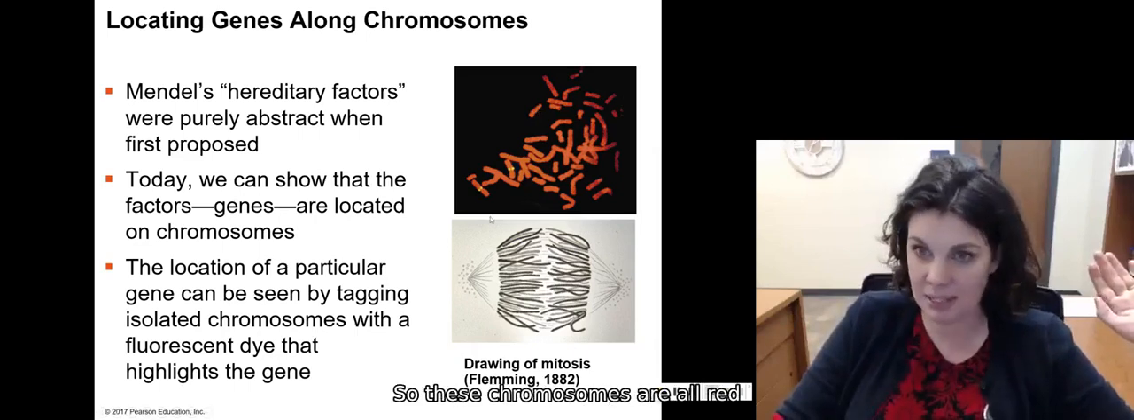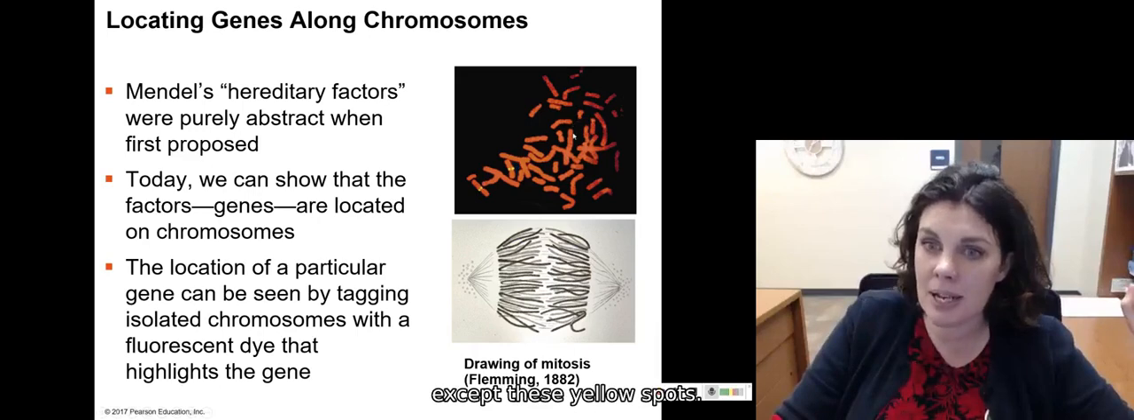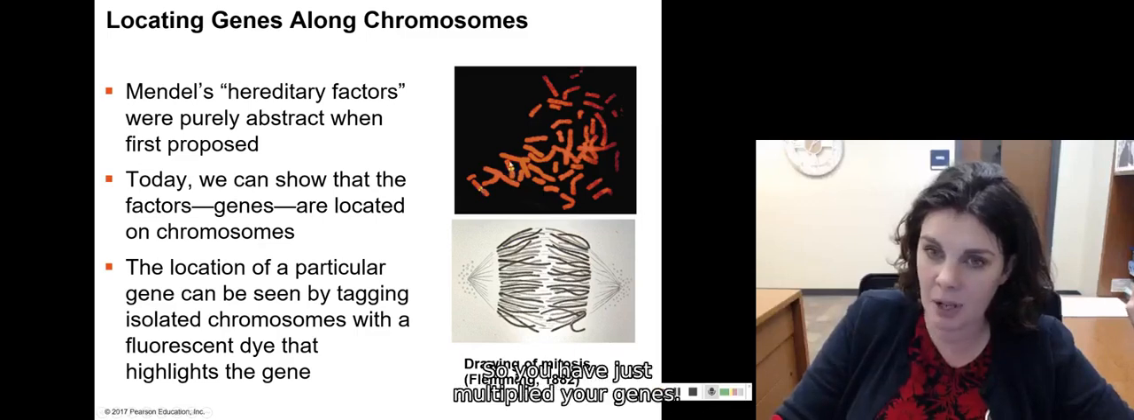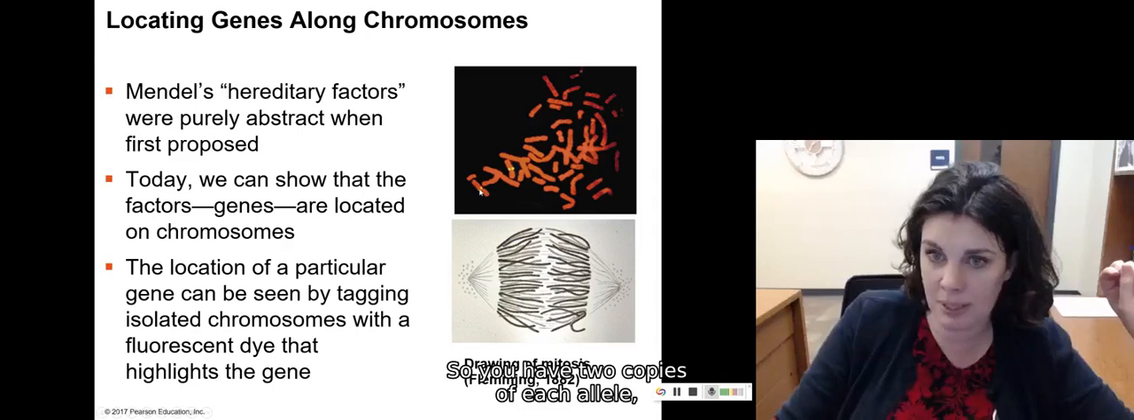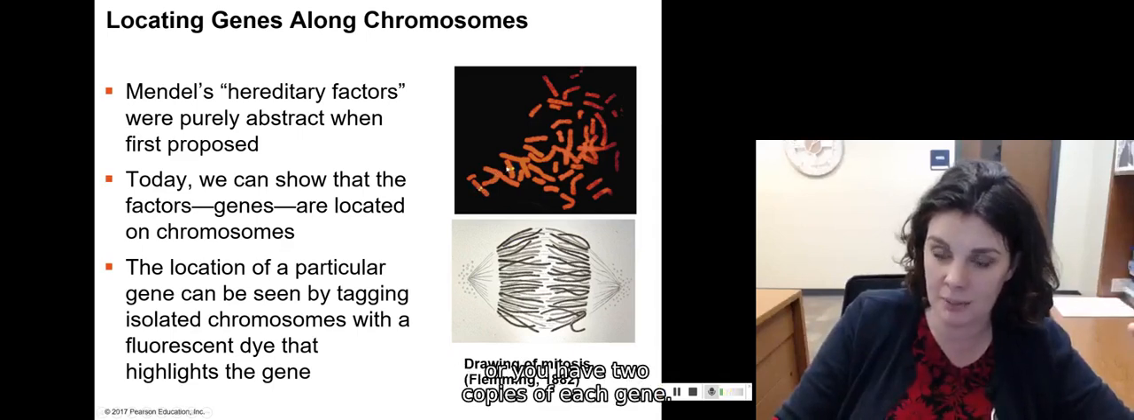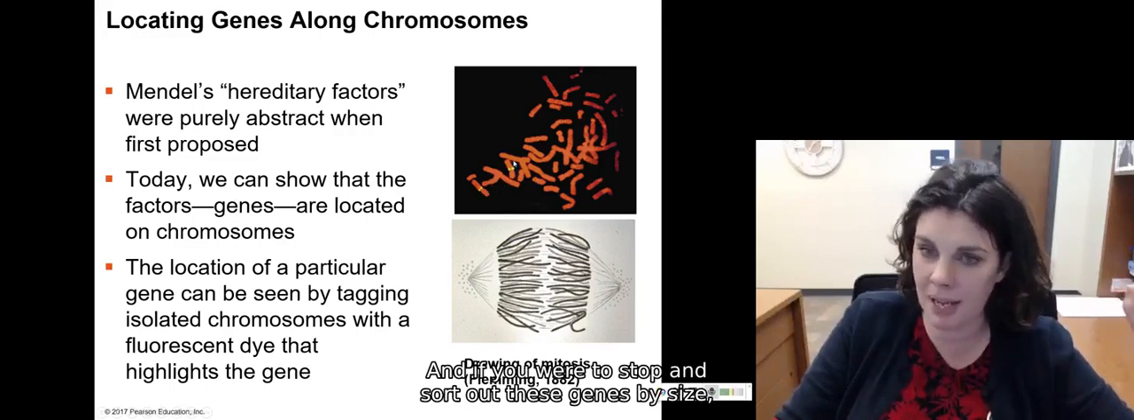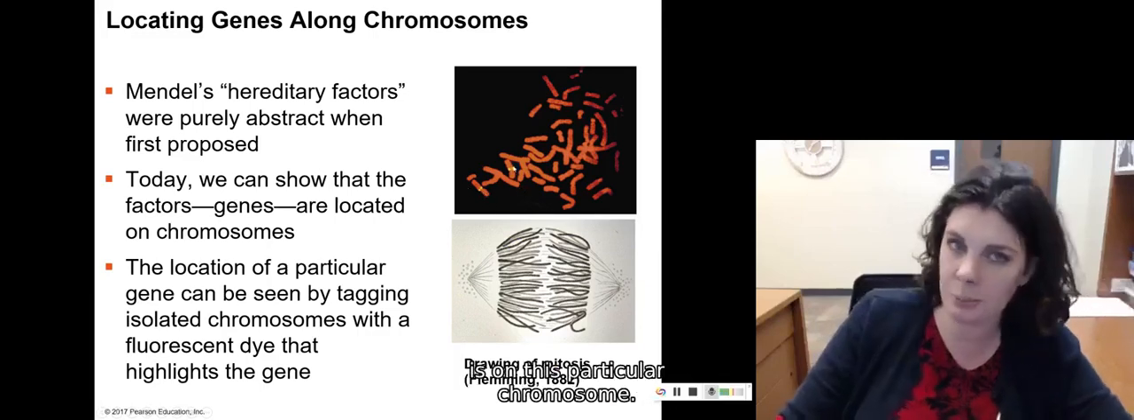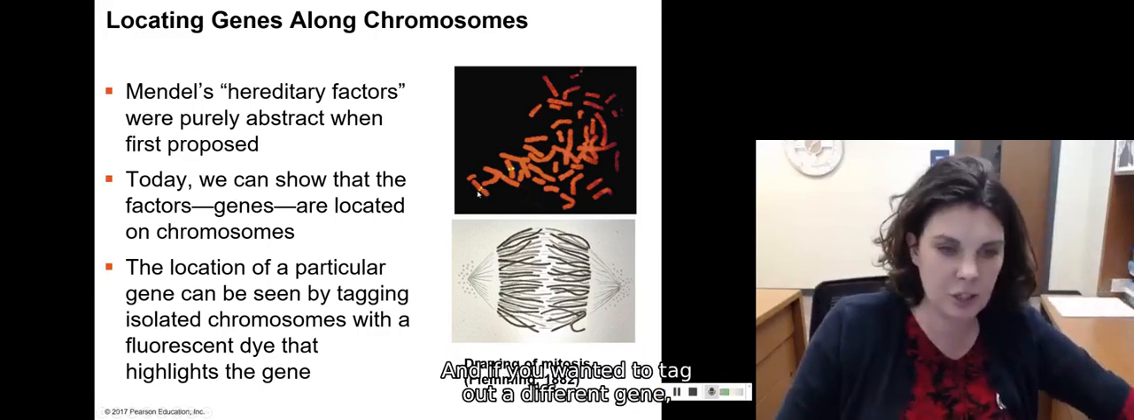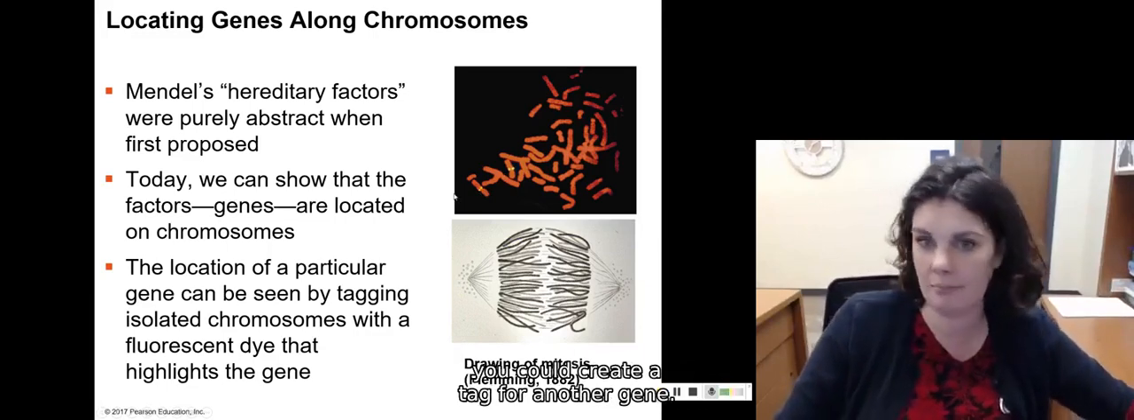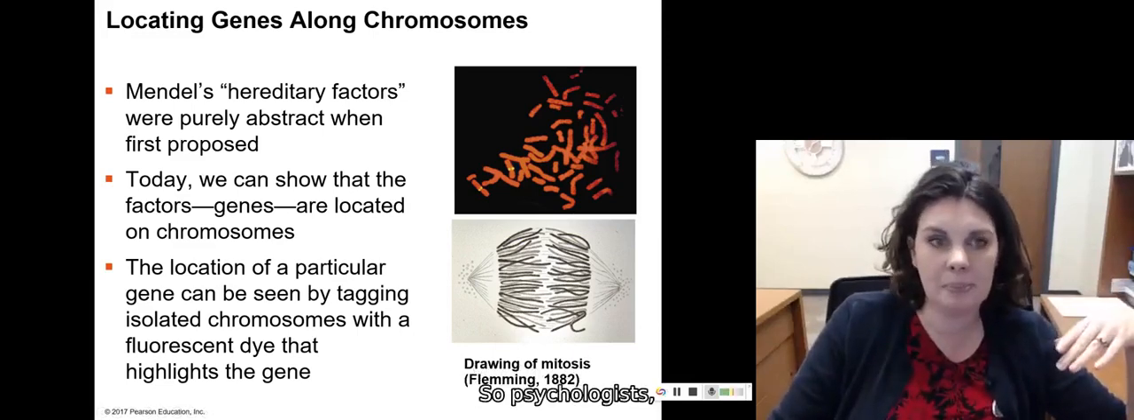Here, this is tagging a gene. So these chromosomes are all red, except these yellow spots. And those yellow spots are on sister chromatids. So you have just multiplied your genes. You have two copies of each allele, or two copies of each gene. And now there is a sister chromatid, so you have 4 copies of that gene. That's the 4 yellow dots that you're seeing. That is being tagged. And if you were to sort out these genes by size, you'd be able to say this gene is on this particular chromosome. And if you wanted to tag a different gene, you could create a tag for another gene.